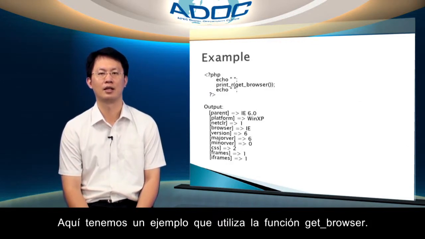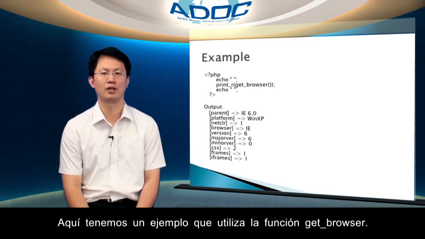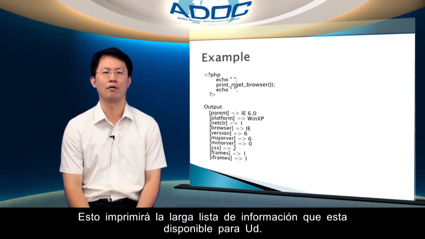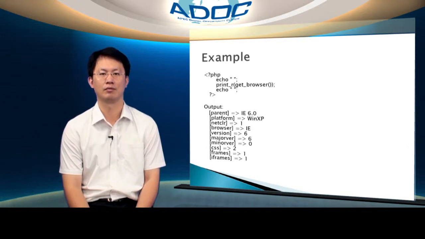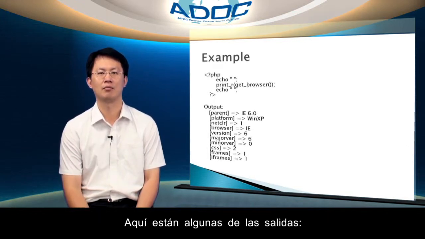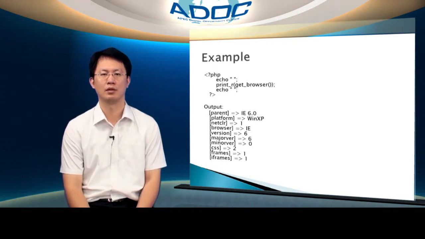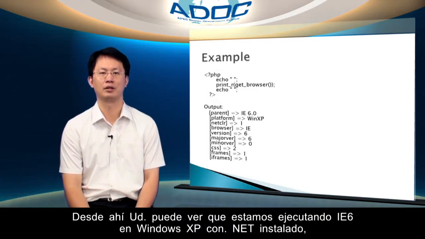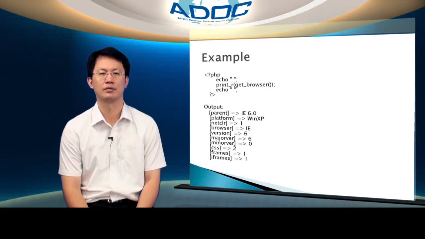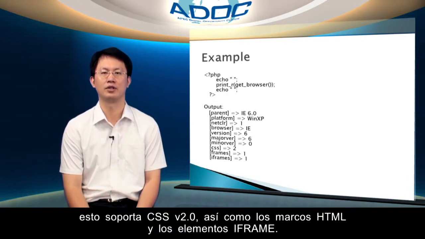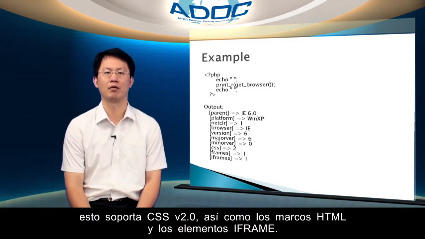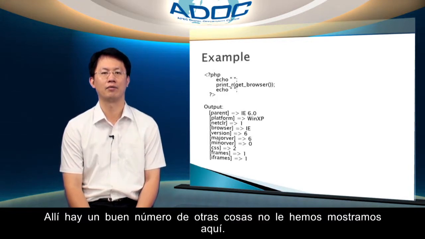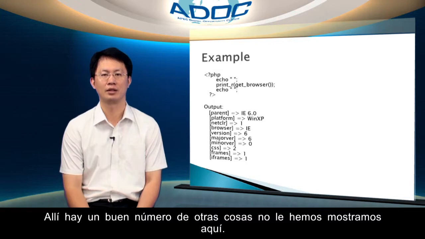And here is an example that uses the get_browser function. It will print out the long list of information made available to you. Here are some of the outputs. From that, you can see we are running IE6 on Windows XP with .NET installed. It supports CSS version 2, as well as HTML frames and iframe elements. And there are quite a few other things there, which we did not show here.